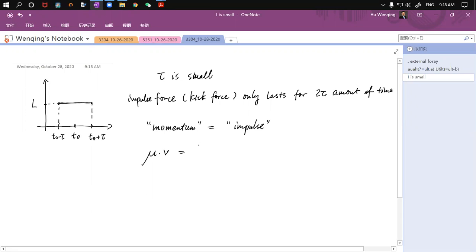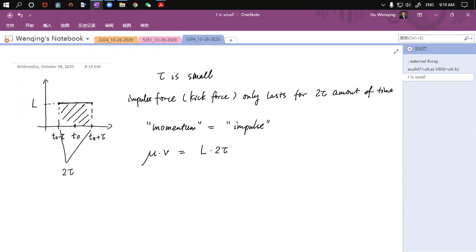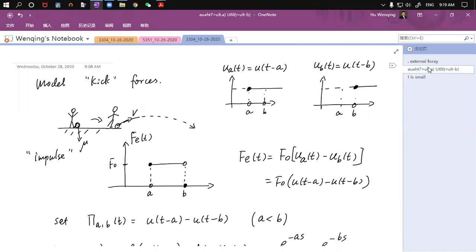What's the impulse? Well, impulse is the magnitude of the force multiplied by the amount of time. The amount of time that you interact with the ball is 2 tau. So the impulse is nothing but the area under the graph of the force function. Is that good for everybody? This is what you learned in your standard physics classes. Okay, so that's going to be the impulse principle.